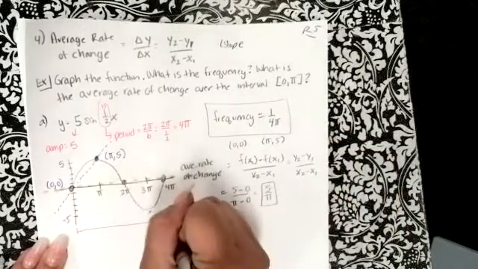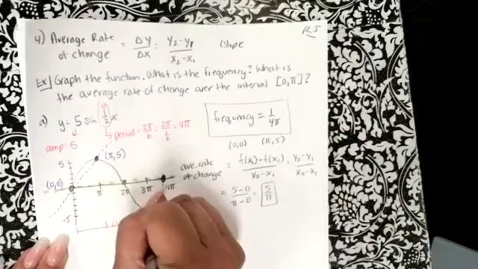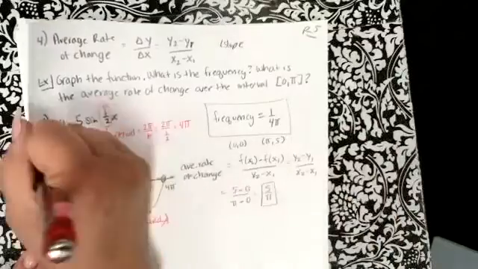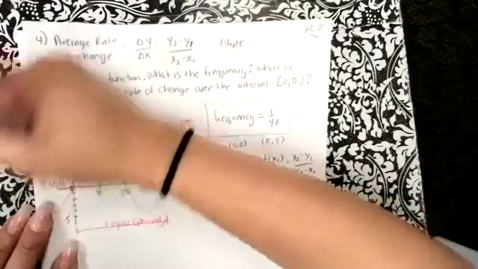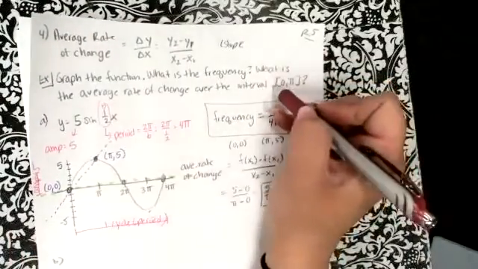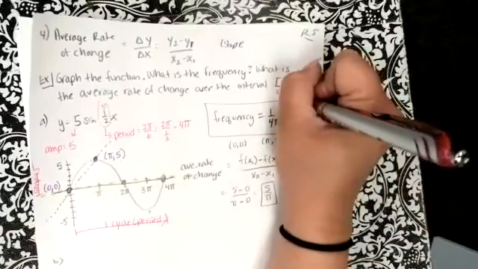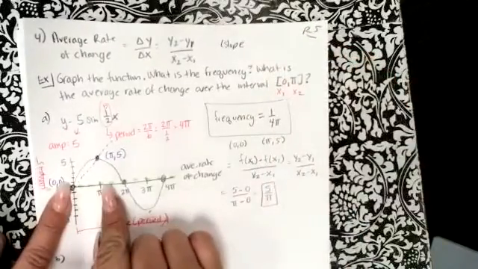And look, this is one period or one cycle. This is your amplitude of 5. And I don't know if you noticed, but right here, when they give you the interval, that happens to be the x1, that happens to be the x2, because you're only going from 0 to pi.